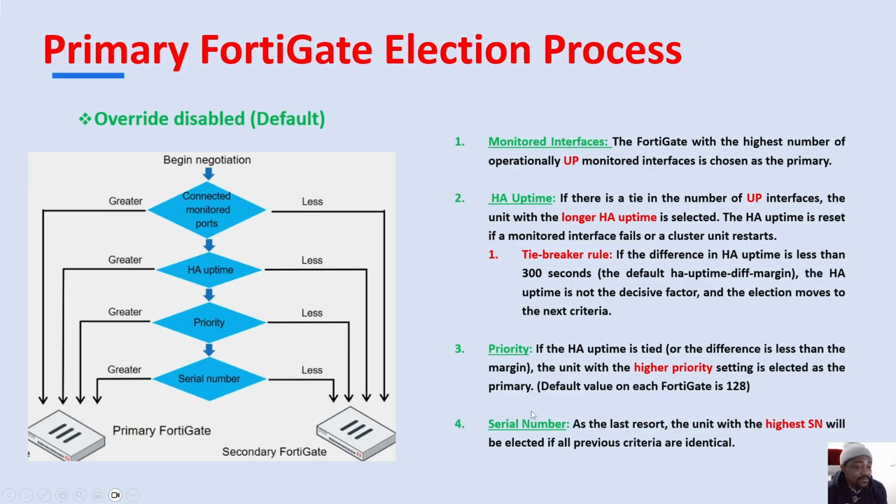In case there is still a tiebreaker on the priority, now we go on to the last criterion, which is serial number. At least at this point, we know serial numbers are unique for each FortiGate device, right? So if there is a tiebreaker on the three previous criteria, at least on this last one we will be able to choose one of the FortiGate devices to be the primary FortiGate. So this is the primary FortiGate election process when you have override disabled. We start with connected monitored interfaces, HA uptime, priority, then serial number.